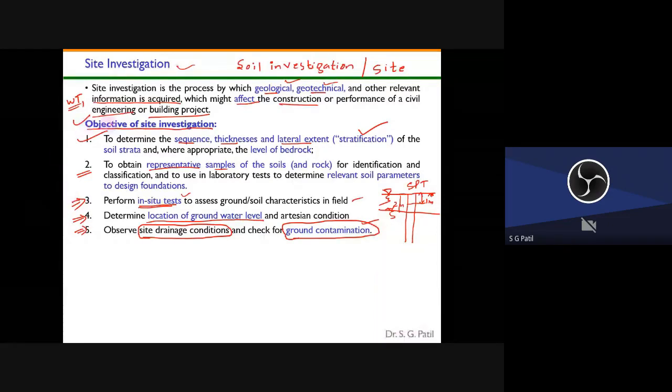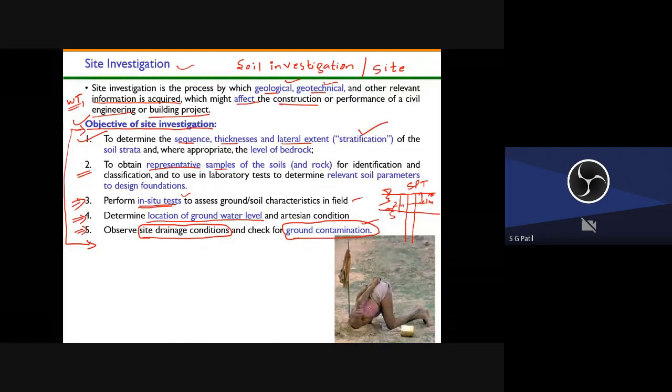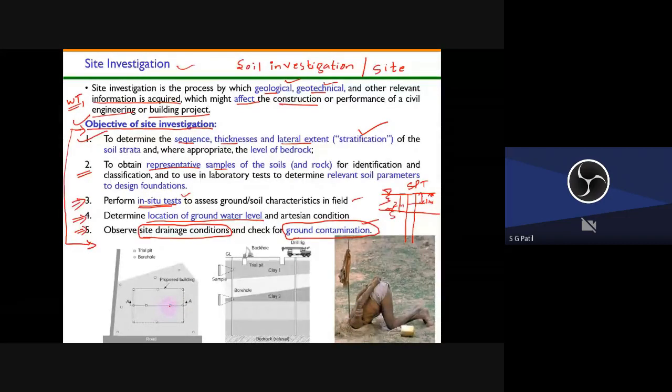To achieve all these objectives, what should we do? Either I can put my head inside the ground and look for myself what the type of soil is, which is not possible, right? It is not possible to insert your head inside the ground. So what is the alternative? What is the engineering way to do it? The wise way is to drill a borehole, or take a trial pit.